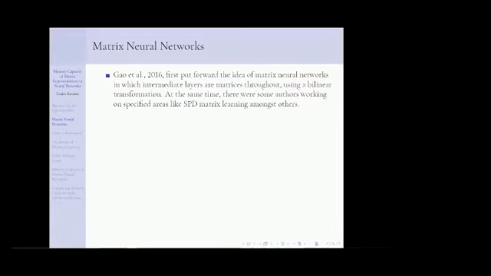So a few authors, Gao et al. in 2016, first put forward the idea of matrix neural networks, in which the intermediate layers are matrices themselves. And how do they process these matrices? We will see: using a bilinear transformation. A bilinear transformation is nothing but a transformation which is linear in both the variables. And we will see how that also comes out to be.